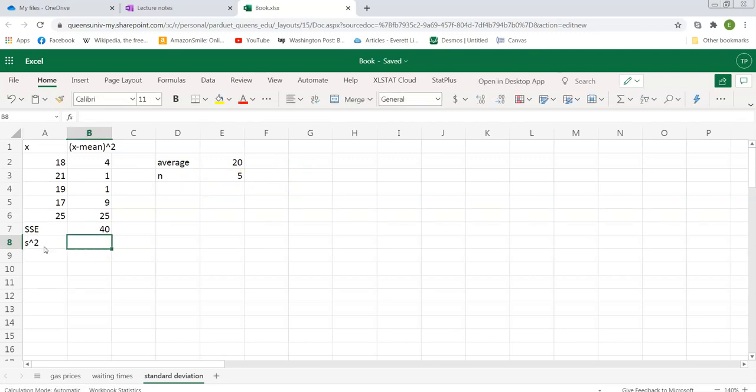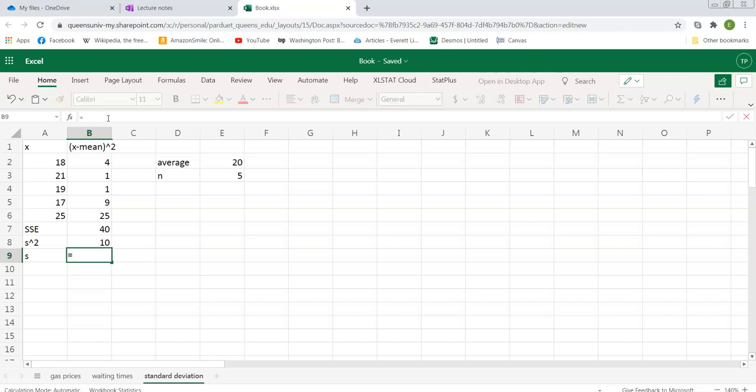So our s squared is going to be our SSE divided by our sample size. And we get 8. And so our S is going to be, oh wait, it's not divided by that, it's divided by that minus 1. Yep, don't forget the minus 1 in the denominator. And don't forget that you need parentheses there too. So that gives us 10.